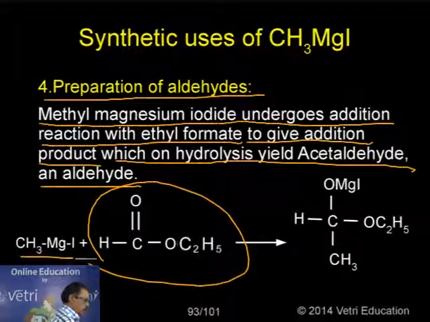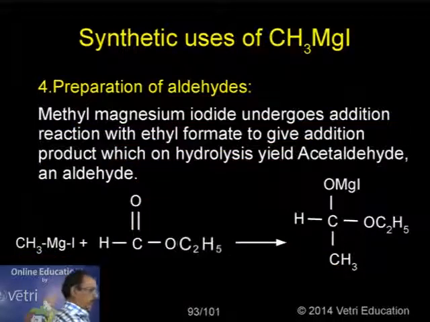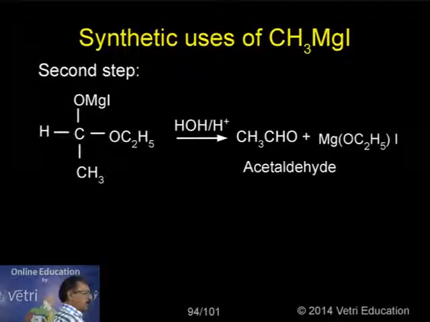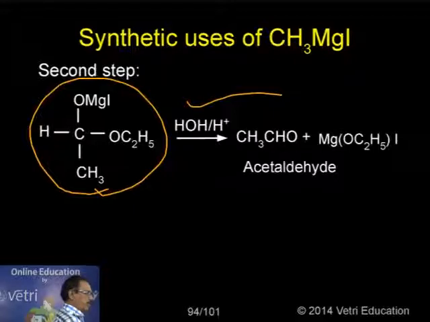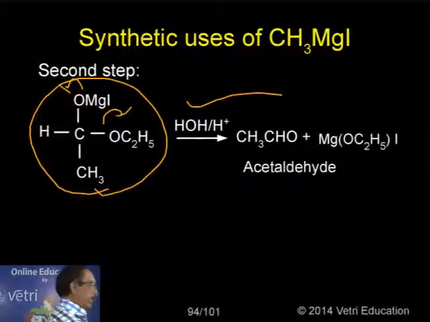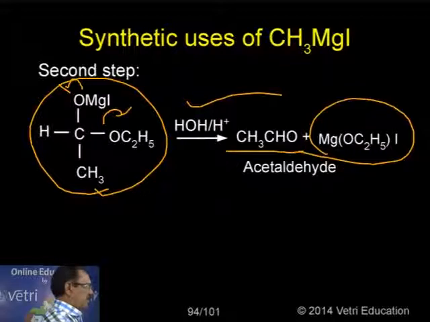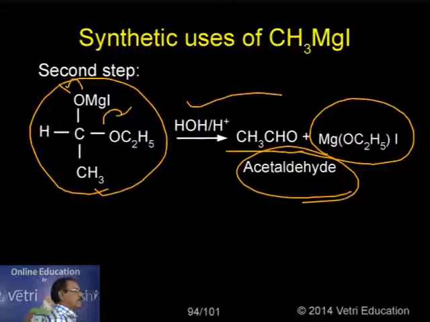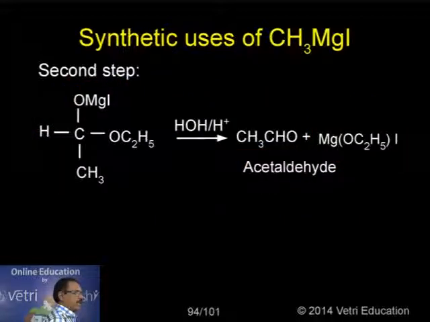For example here, this methyl magnesium iodide undergoes addition reaction with ethyl formate. So, I am getting this intermediate, which again undergoes hydrolysis. What will happen now? This is getting cleaved like this. So, you are getting acetaldehyde, and MgO(C2H5) is the other product. Whenever you want to get acetaldehyde as a product, I use the corresponding formate. For any aldehyde, I use a suitable formate depending on the aldehyde needed.